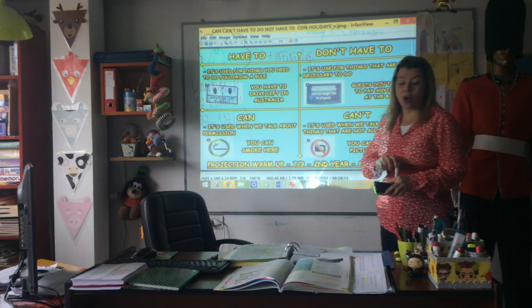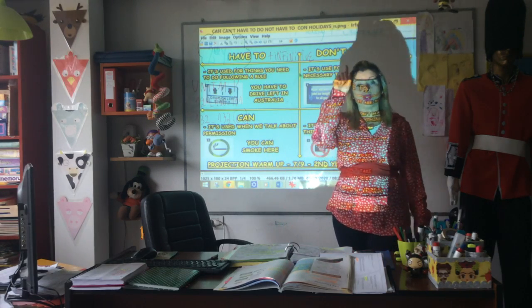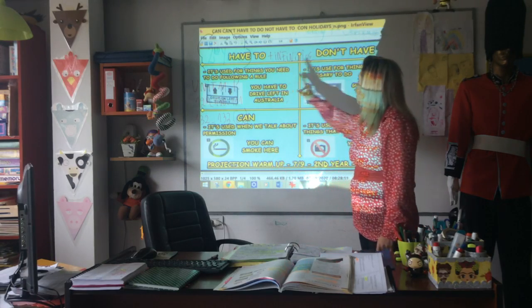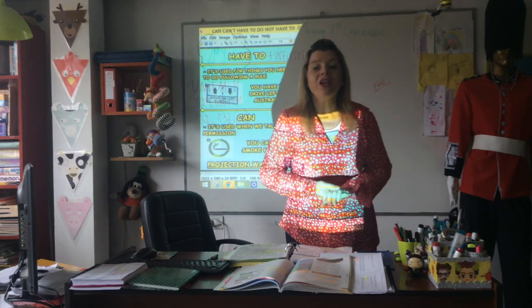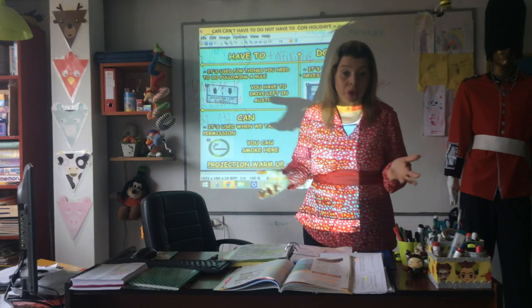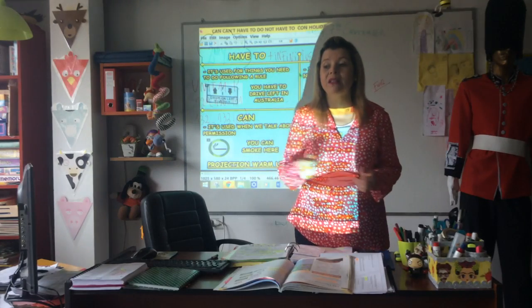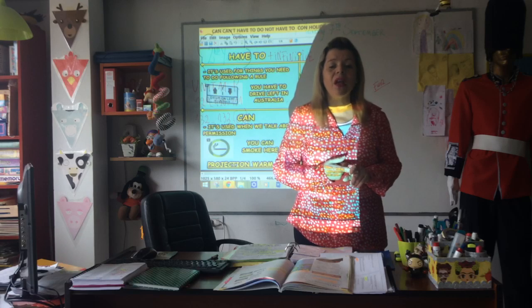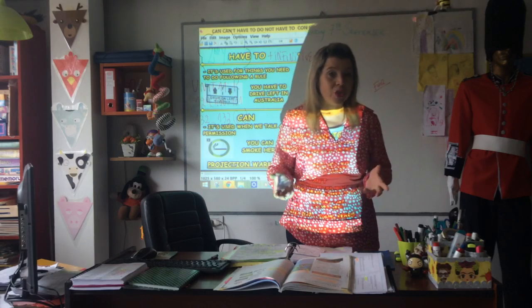Is it clear? So, en el cuadernito, cada uno va a escribir un ejemplo con should, un ejemplo con shouldn't, one example with can, can't, have to, and don't have to. For example, I should study. I shouldn't throw rubbish on the floor. I shouldn't speak in the classroom when the teacher is giving classes. I have to eat something. I'm starving. I don't have to feed animals at the zoo.